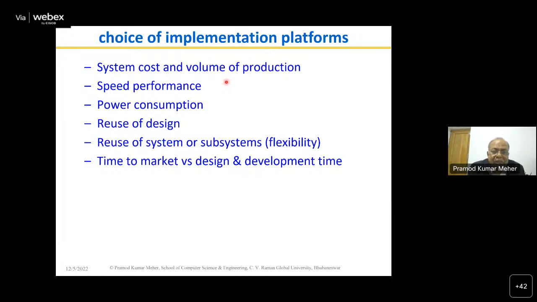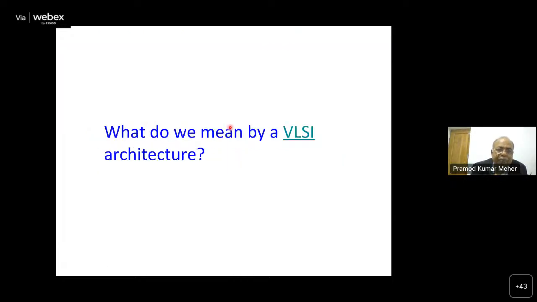Time to market versus design and development time. Design and development time in general purpose processors is generally less. So it is easier to do software programming. For dedicated hardware, there you have the possibility of a lot of design reuse. But in dedicated hardware implementation, reuse is limited. Not that you cannot do reuse, you can definitely reuse certain things. But time to market is generally more in the case of dedicated hardware implementation.